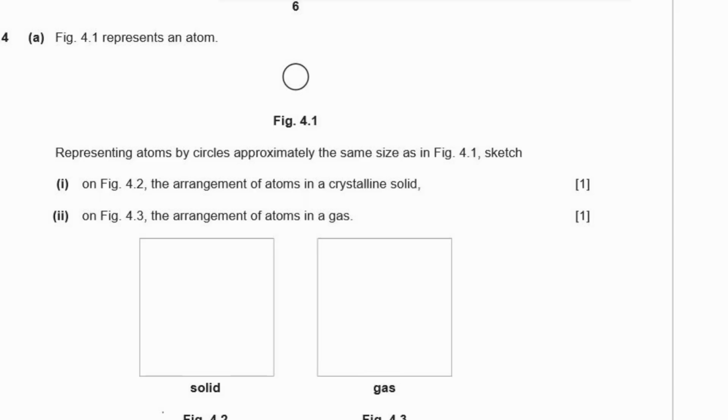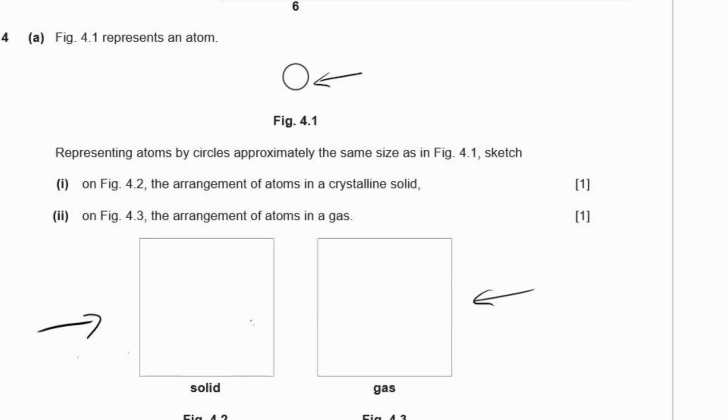Question 4, figure 4.1 represents an atom. Isn't it lovely? Representing atoms by circles approximately the same size as in figure 4.1. So it wants us to try, if we can, to make sure that the things we're going to draw are about that big. Sketch on figure 4.2 the arrangement of atoms in a crystalline solid. And on figure 4.3, atoms in a gas. So solid and gas.